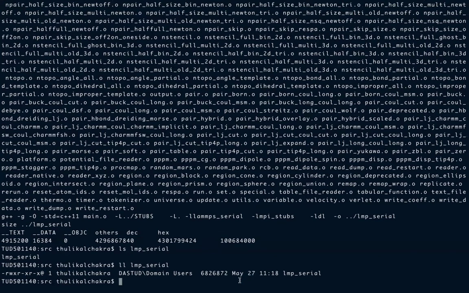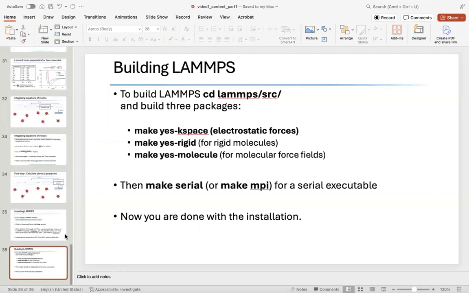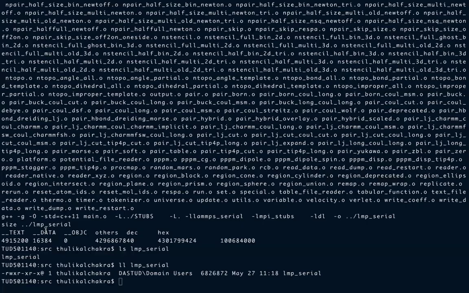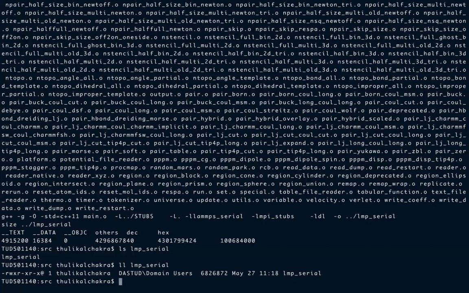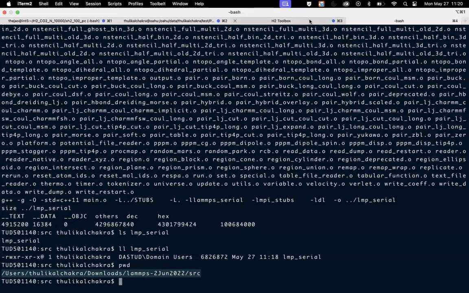All right, so now this should be done. So you are ready with the installation of LAMMPS. Now let us run the example, the much awaited example where we compute the density of hydrogen for one particular mixture. So let me go to the folder where we have the input files. So this is the location where we have the script.